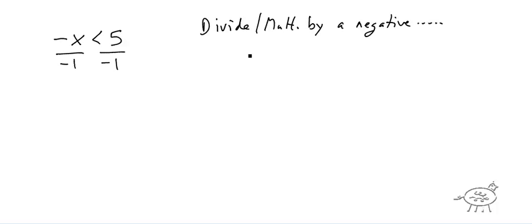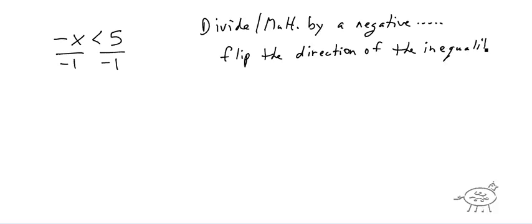and this is a huge rule, people, huge rule. If you divide or multiply by a negative, you flip the direction of the inequality. So I divided by -1. My problem now becomes x is greater than 5. It's very simple. If you multiply or divide by a negative, you flip the direction of the inequality. No exceptions.